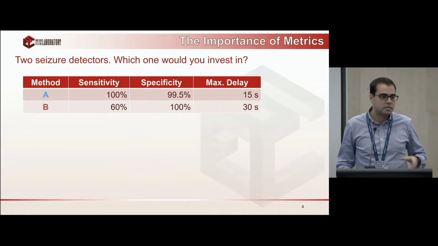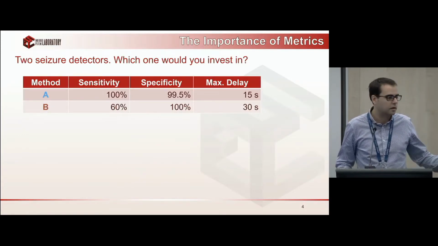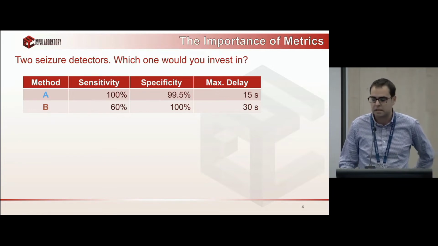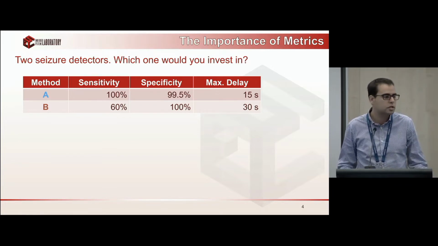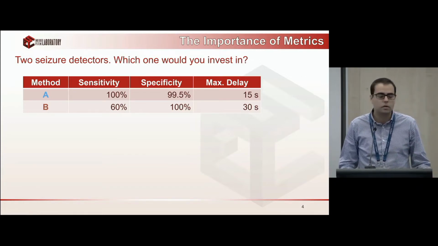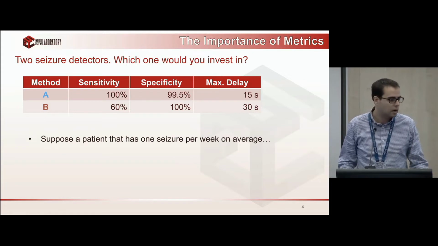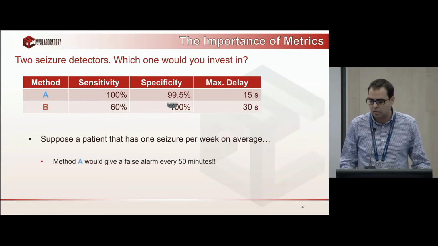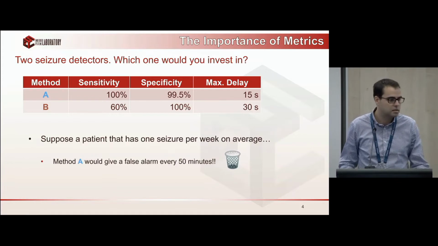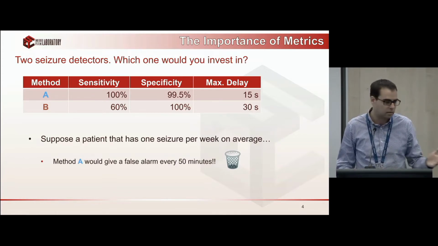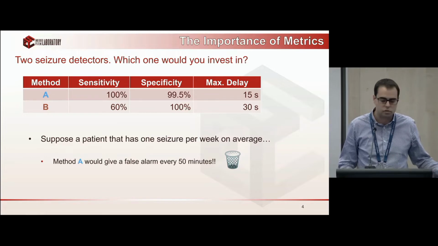So this is something that was already discussed in other sessions. But for example, if we have two seizure detectors, A and B, with this performance number, which one will you select? Of course, from a pure data analysis perspective, the first one is objectively better. However, if we consider a patient that, for example, has 1 seizure per week on average, then the method A will give a false alarm every 50 minutes. And this is completely unacceptable from a point of view of a user.